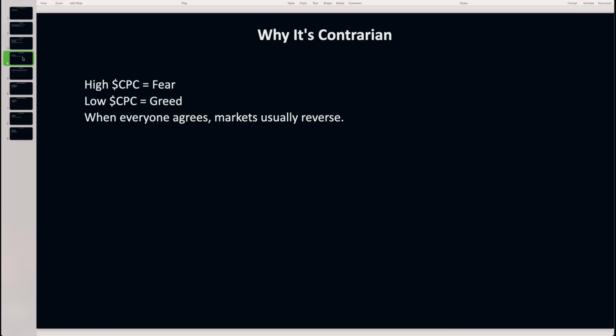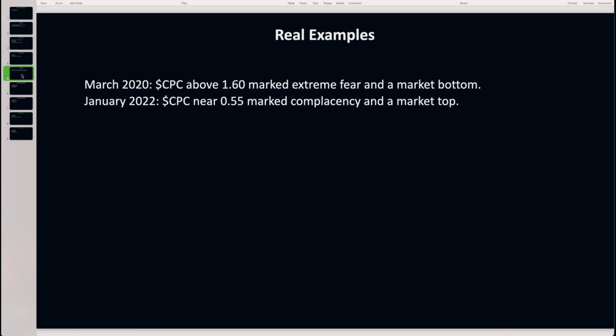When everyone agrees, markets usually reverse. Could be for a brief moment in time, could be longer term. We don't know. Just some examples here, just for your reference. In March of 2020, CPC got above 1.60. It marked an extreme fear and a market bottom. January of 2022, CPC neared 0.55, marked complacency and a market top.